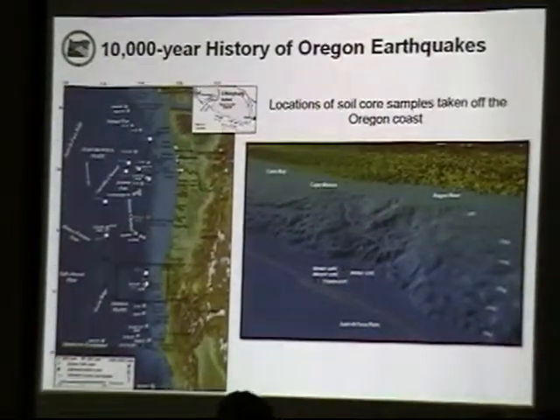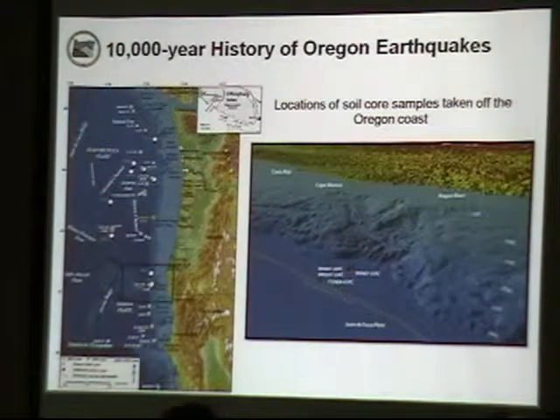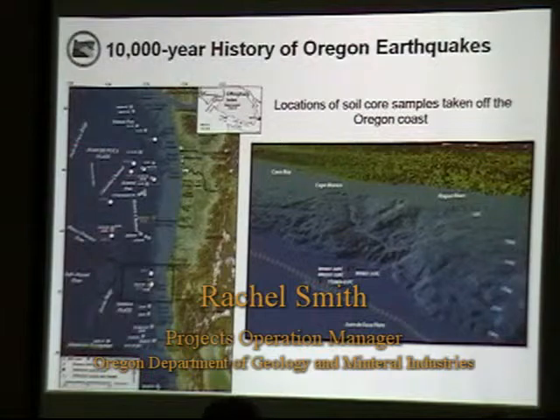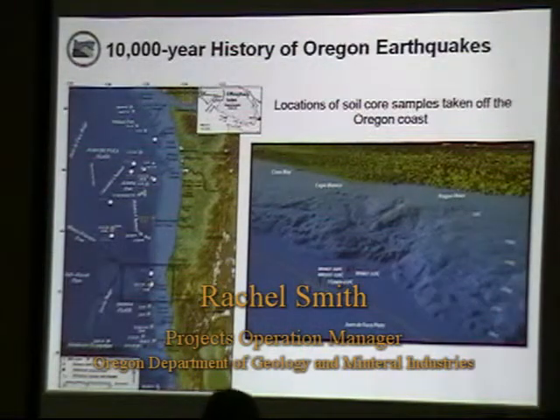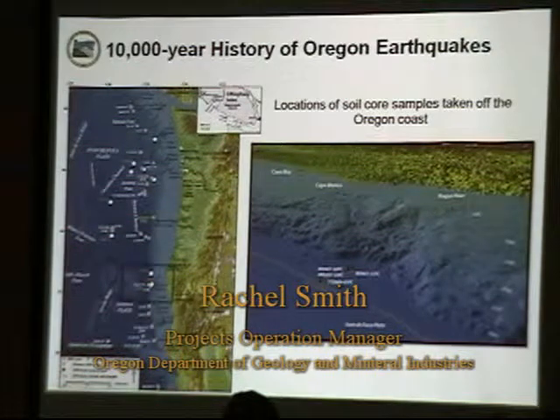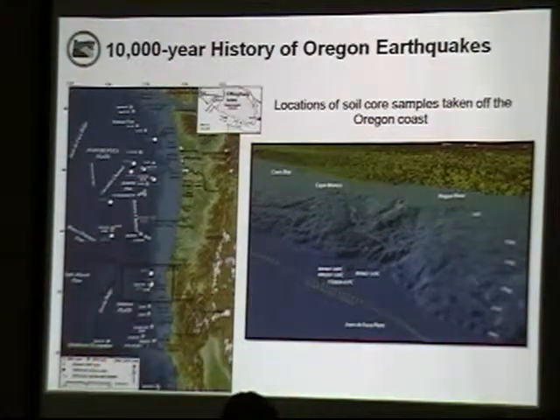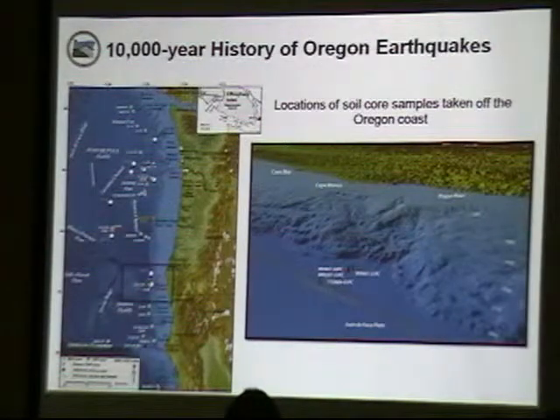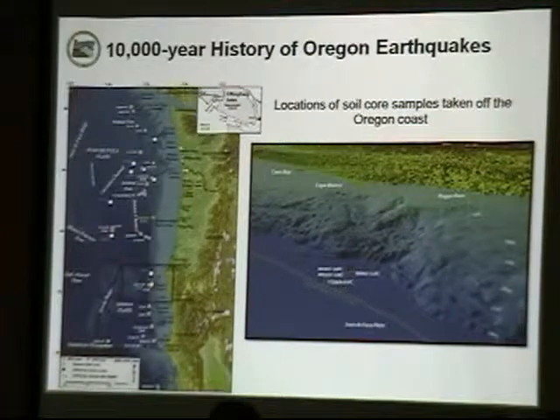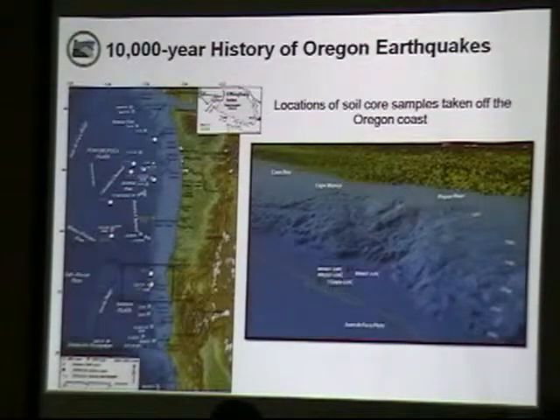Okay, so I think it's important that you know a little bit of the science that's behind the map, so that you know why we're putting all this effort into it, so that you believe what's on the maps. And we'll also give you a chance to ask some questions at the end. So I am going to go a little bit over the science. What we have is a 10,000-year geologic record of these large earthquakes happening off the Oregon coast.